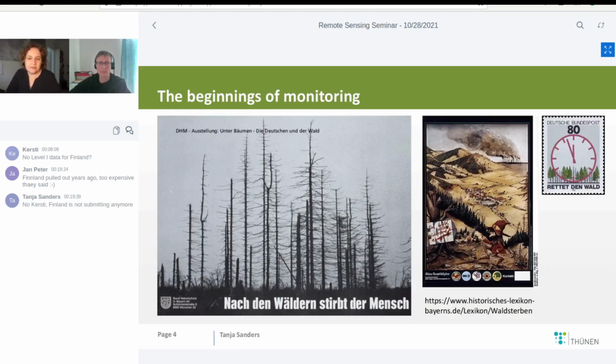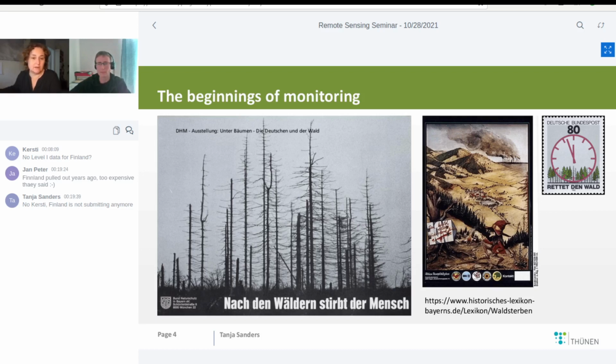What I'm going to tell you about is the story of the beginning of monitoring in Europe, or better, the UNECE region. And these are pictures from Germany from the 1980s. At those times, people saw dying forests, especially in the Ore Mountains at the border to the Czech Republic. And they assumed that after the forest, humans will die. And you had stamps, you had posters, people were really worried.